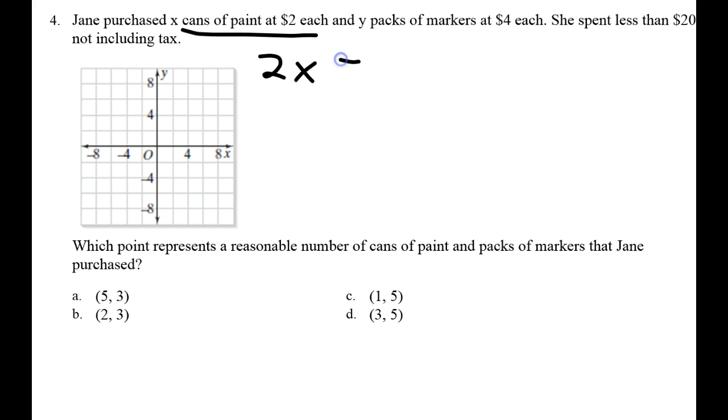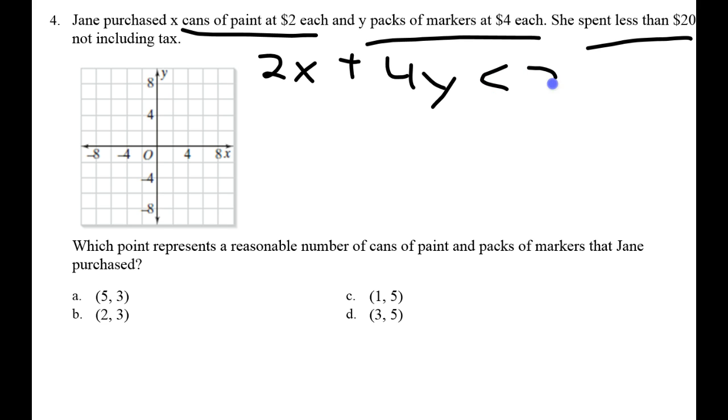And means plus. Y packs of markers at $4 each. That is the exact same thing as 4y, because each is the same thing as per. Per would indicate multiplication. She spent less than $20, so this has to be less than $20. And I have my inequality.